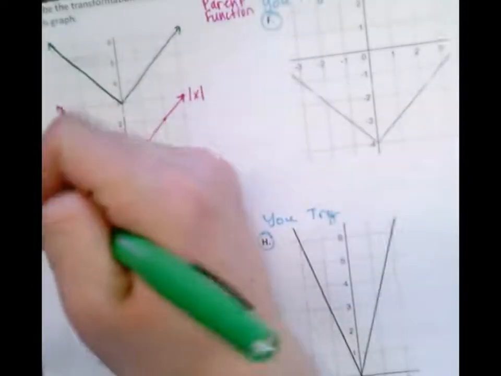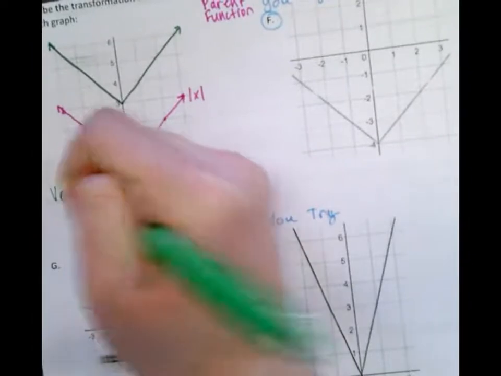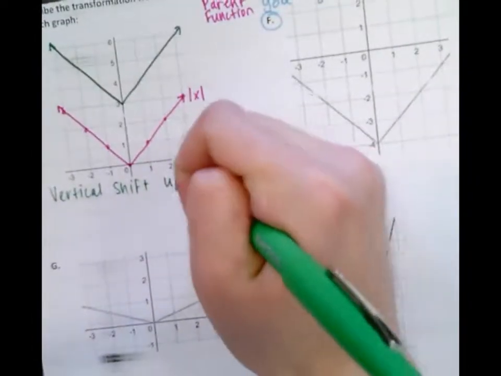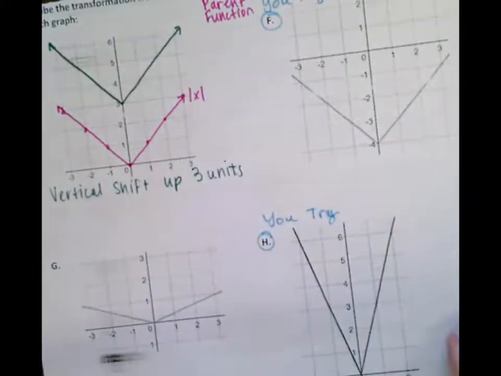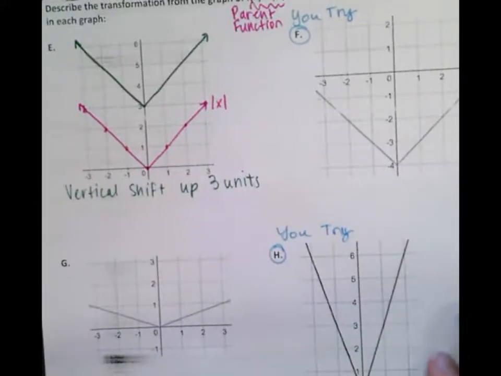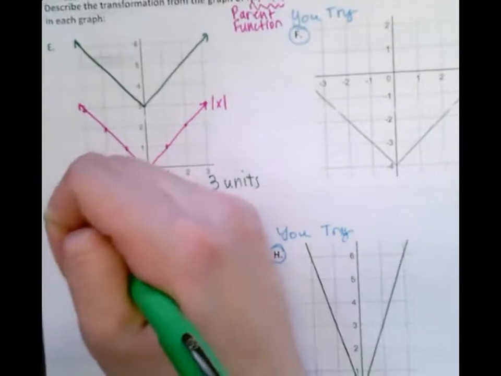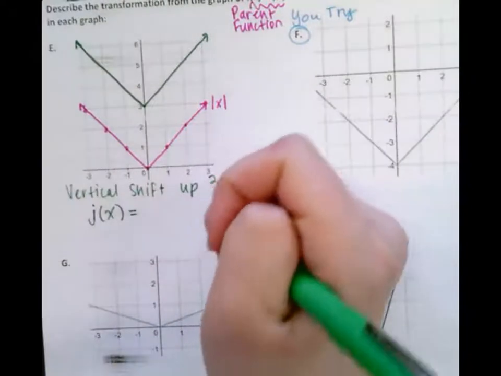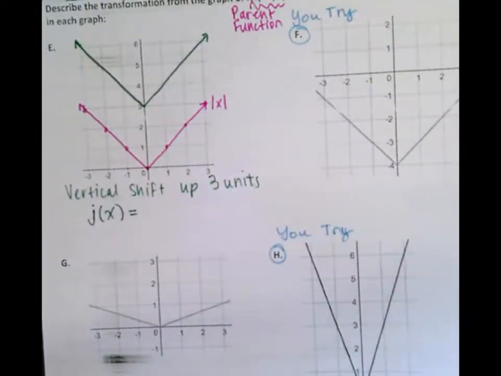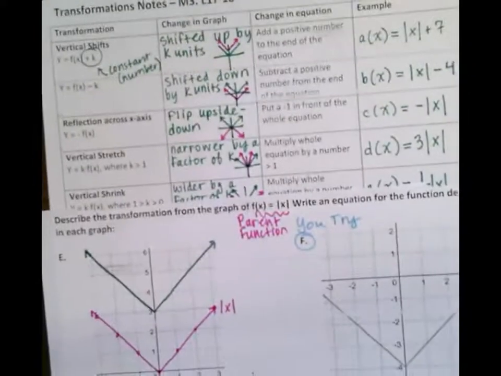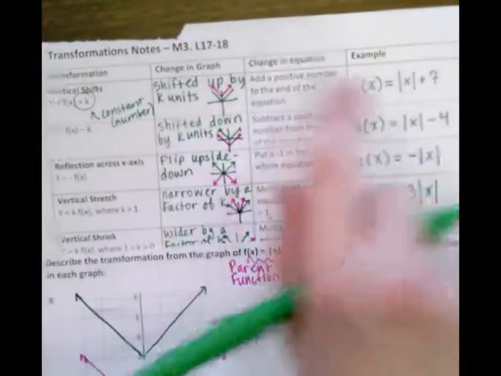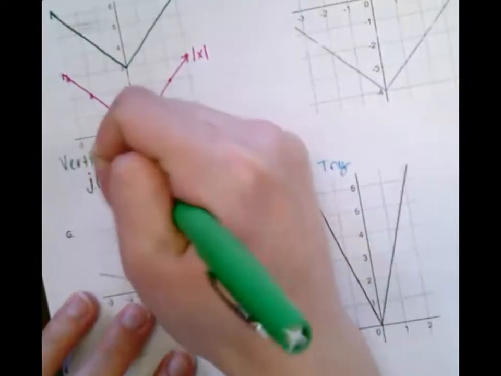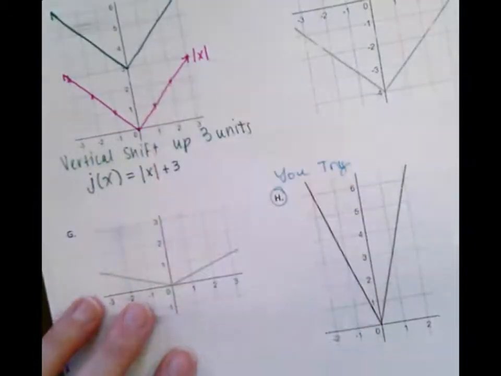So we see we have a vertical shift up 3 units. Now, if I want to write the equation that goes with that, I'm going to call this j of x equals, well, if I refer back to the chart, if you need to, if it's a vertical shift up, then I should be adding something at the end. So I'm going to do absolute value of x plus 3.